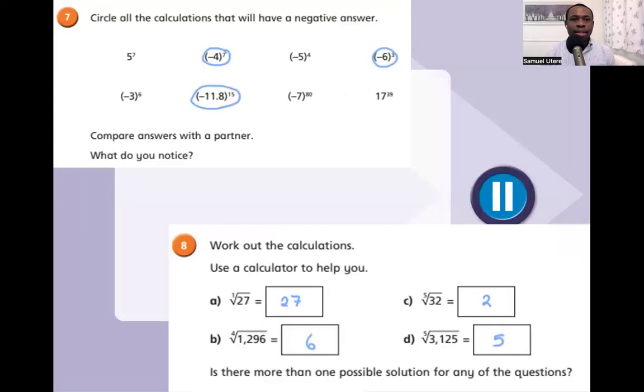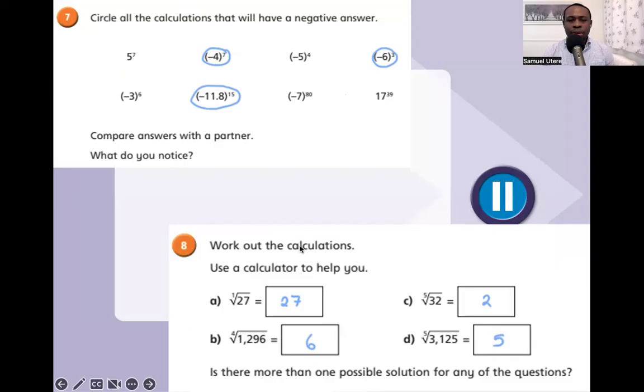So here they're asking you to circle all the calculations that will have a negative answer. Did you remember that we had a general conjecture, or we reached a conclusion, or we saw a pattern, that when you have a negative base and an odd power, we're going to have negative answers? But all these that are negative but have even powers will have positive answers.